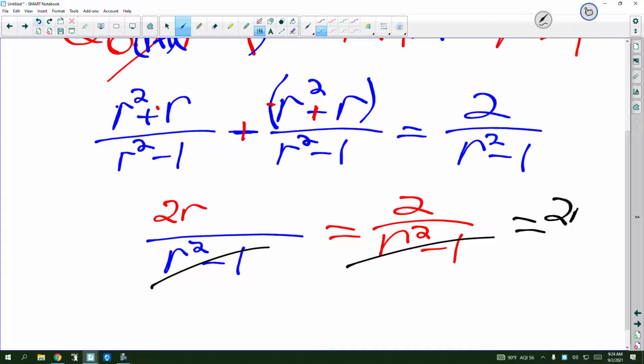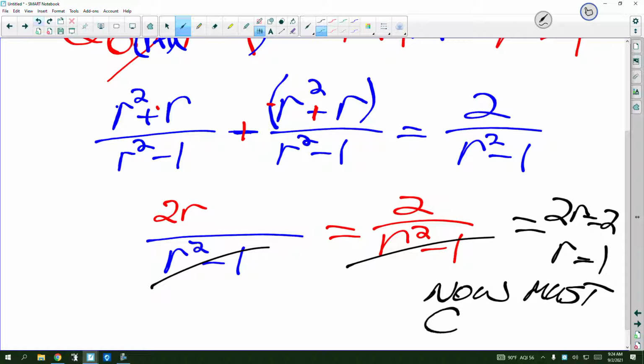And you get 2r equals 2, r equals 1. But wait, what number is this? 26. Now, I must check. And I'll show you why.